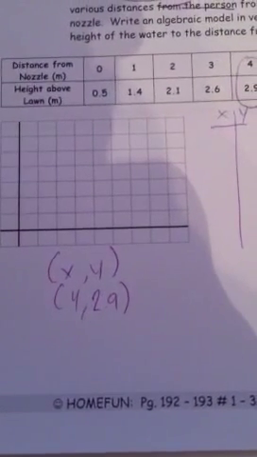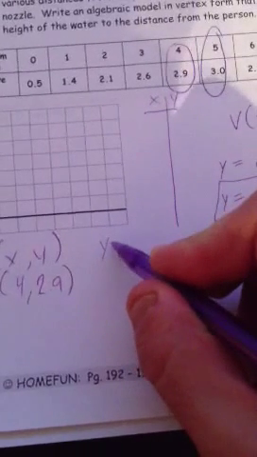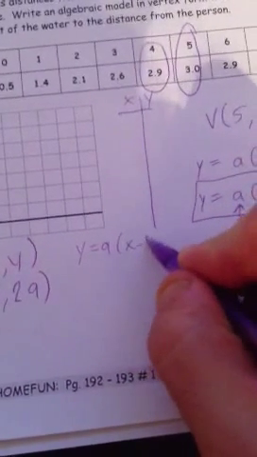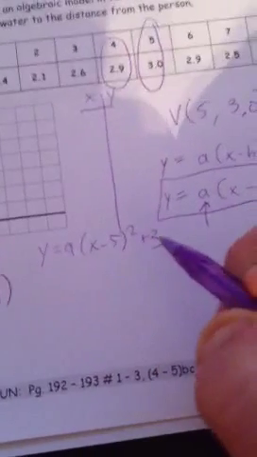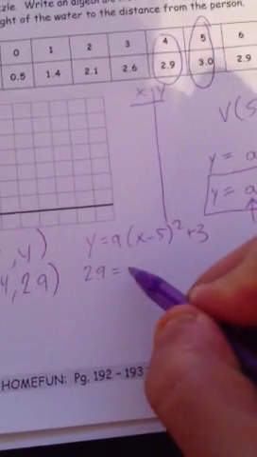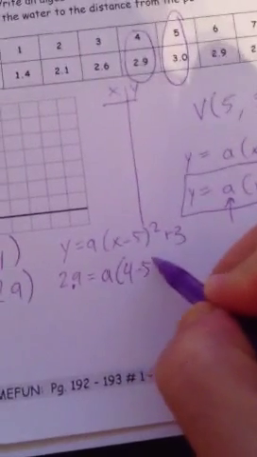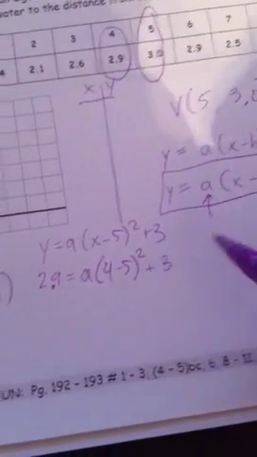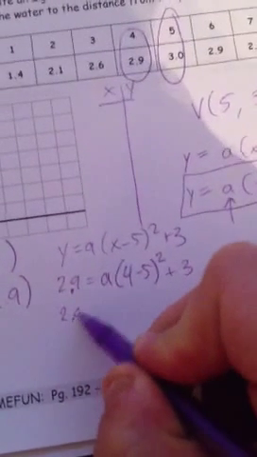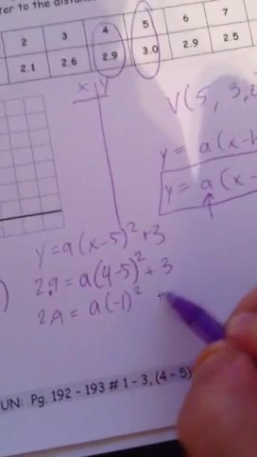And I'm going to plug in x is 4 and y is 2.9 into this formula here so that I can figure out what my a value is. So I'll start off by writing y equals a, I have (x minus 5) all squared plus 3. So if I plug in y is 2.9, this will be 2.9 equals my a value, which I don't know, (4 minus 5) all squared plus 3. So continuing this, I'll have 2.9 equals a times (4 minus 5, which is negative 1) squared plus 3.